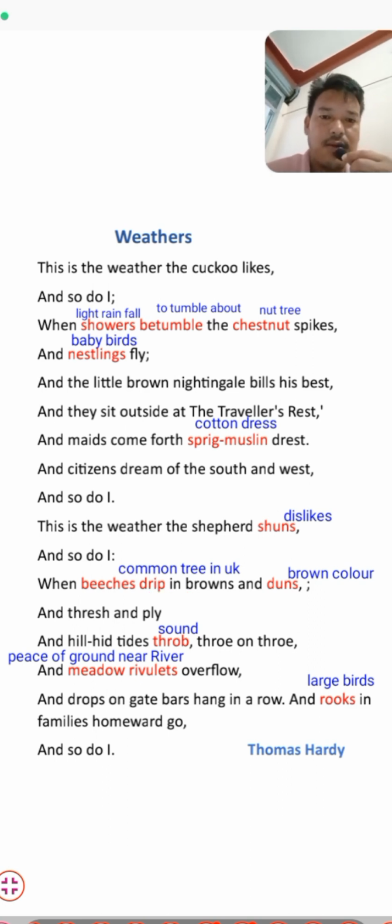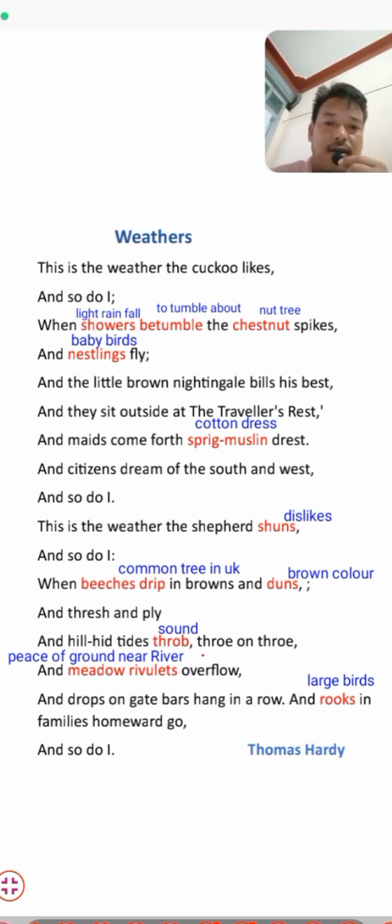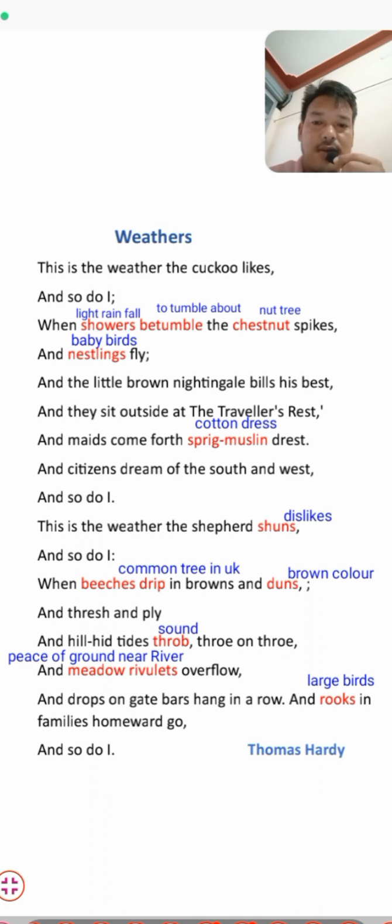In brown in the bud, dun means brown color, a yellowish brown color, and thrush and the fly. In hill, high tides and throb means the sound, and throb on throbs, and meadow rivulets overflow, and drops on gate bars hang in a row, and rooks in families homeward go, and so do I. Here rooks means the large bird.